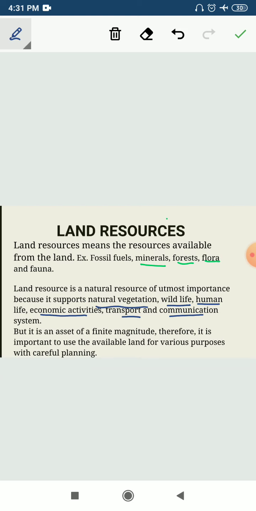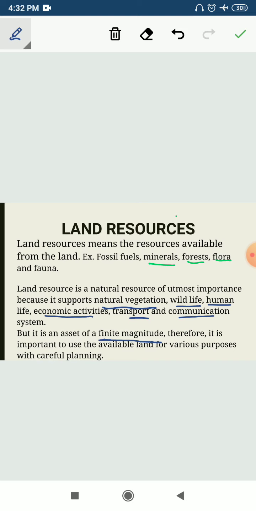Let us try to understand with an example. If we want to establish industries or housing facilities, we need land. If we want food, crops are also grown on land. Therefore, land resource is a natural resource of utmost importance. But it is an asset of a finite magnitude. So finite here means limited. Therefore, it is important to use the available land for various purposes with careful planning so that these can be made available for present as well as for future use.